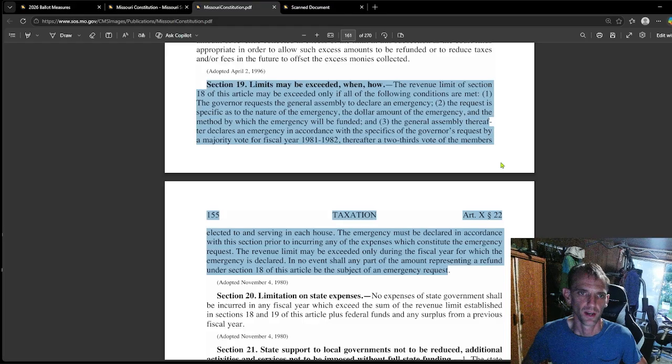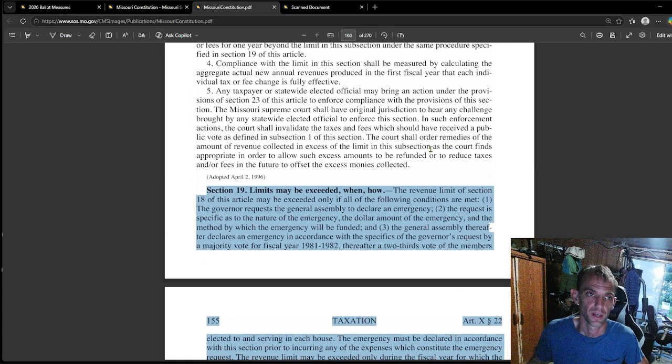Therefore, a 2/3 vote of the members elected to and serving in each house, the emergency must be declared in accordance with this section prior to incurring any of the expenses which constitute the emergency request. The revenue limit may be exceeded only during the fiscal year for which the emergency is declared. In no event shall any part of the amount representing a refund under Section 18 of this article be the subject of an emergency request.